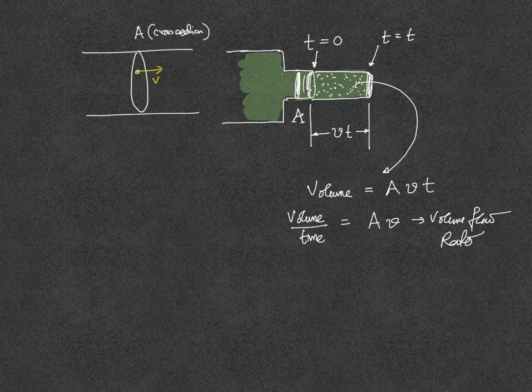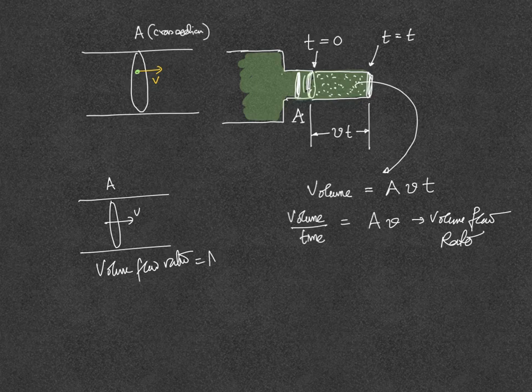In the same way, if liquid flows in a pipe of cross section A with a speed V, then the volume flow rate of fluid is equal to A times V. If volume flow rate is A into V, then if rho is density, rho A into V is the mass flow rate.